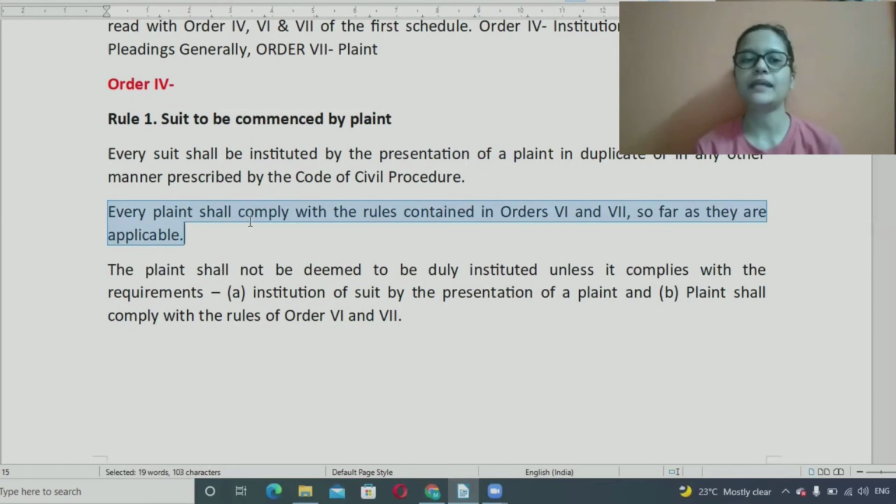Every plaint shall comply with the rules contained in Order 6 and 7. First, Order 4 says institution of suit, but to know in detail about the process, we need to refer to these two orders also, Order 6 and 7, so far as they are applicable. As I mentioned, in 6 and 7 there are a lot of rules relating to different types of suits. Whatever rules are relevant for you, you need to follow from Order 6 and 7, and in that way prepare your plaint and write down your entire story.